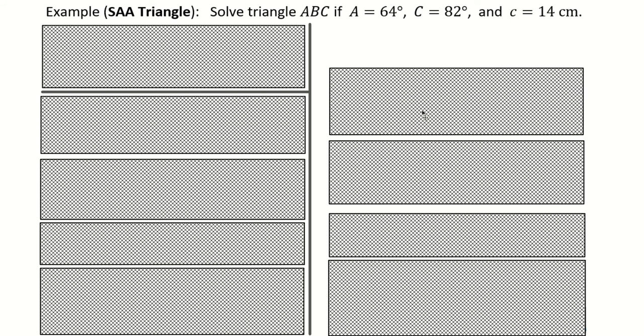So example 1 says, solve triangle ABC if angle A is 64 degrees, angle C is 82 degrees, and side C is 14 centimeters.